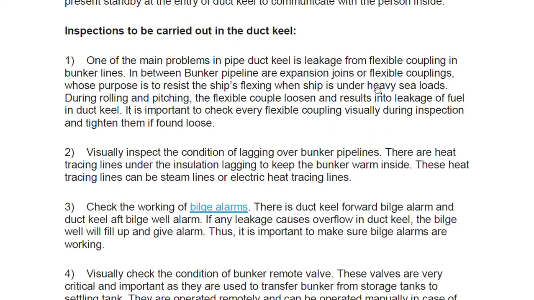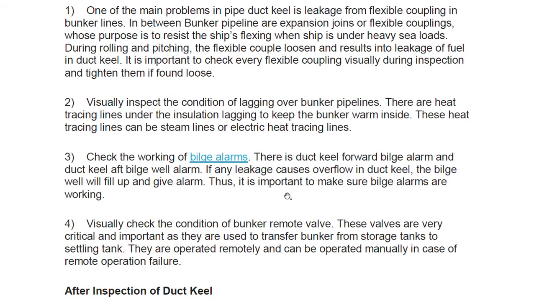So the first thing we check is the flexible coupling of the bunker pipeline. Visually inspect the condition of lagging over the bunker pipeline, because there are heat tracing lines where insulation is provided to keep the bunker warm. These heat tracing lines can be steam lines or electric heat tracing lines. Check the working of the bilge alarm. There is a bilge because it is a closed space. If there is ingress, we need to check the bilge alarm. There are level switch floats, so we can lift them and then the alarm will sound.